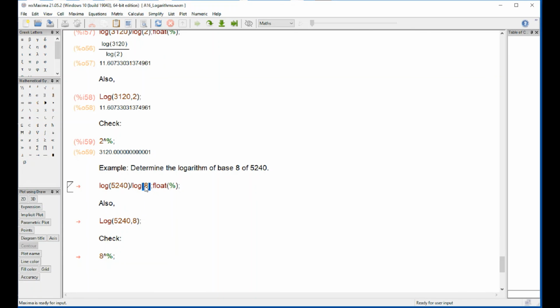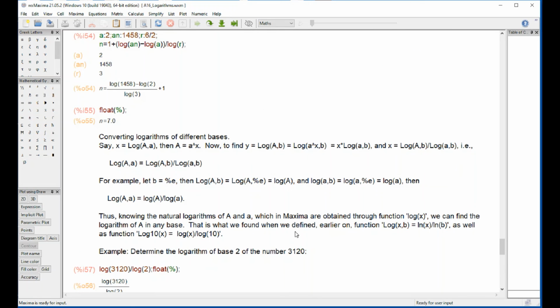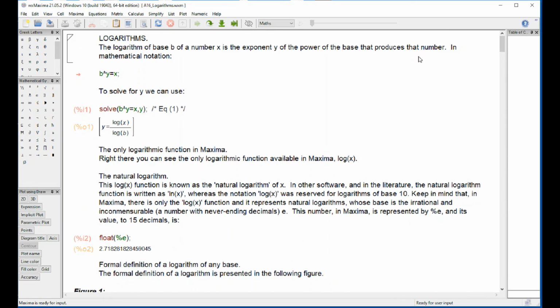Logarithm of base a of 5240. You can use this formula or this equation or this function and calculate the value. Again, here numerical error, it should be 5240. It gives you 5239.99995. All right, so this is the presentation about logarithms, and with that we conclude this particular video.